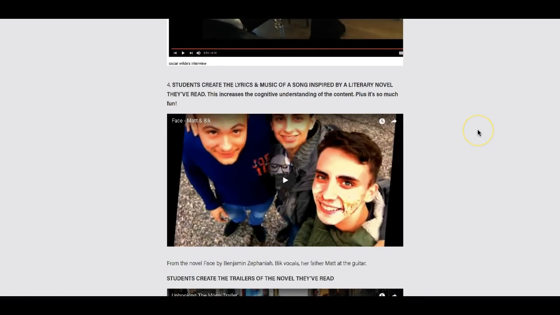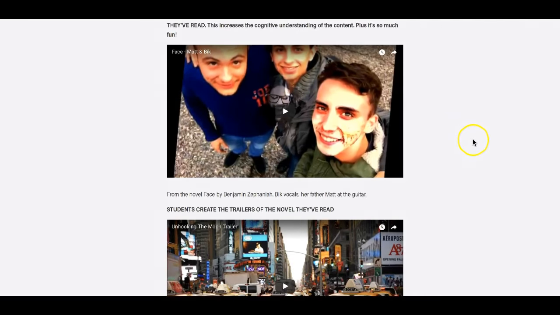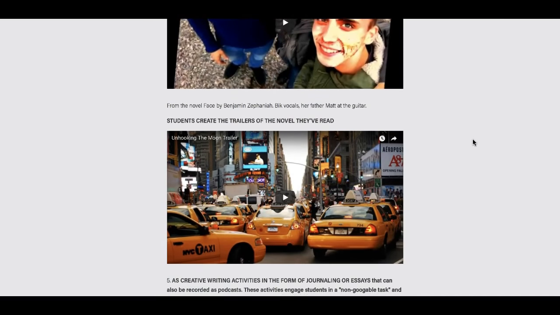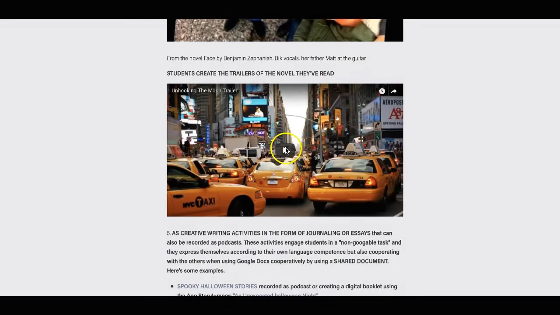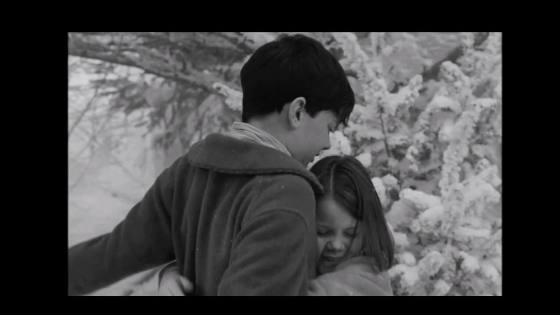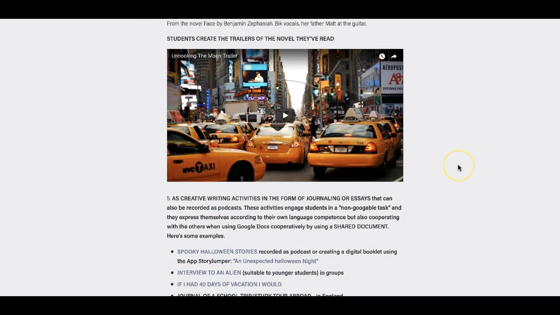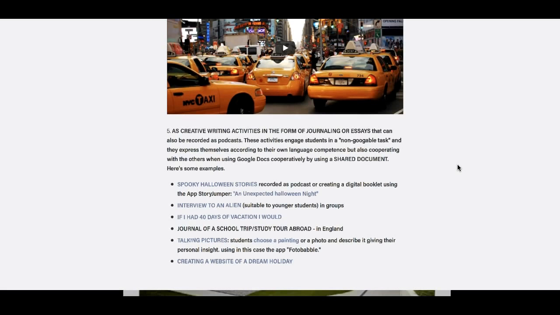So Beatrice sings, and her father plays the guitar, and all her classmates acted in the video. Students can also create the trailers of the novels they have read, and it's another way of using first-person narrative in a digital way, choosing pictures, captions. As creative writing activities, instead, we use the form of journaling or essays that can be, again, recorded as podcast.